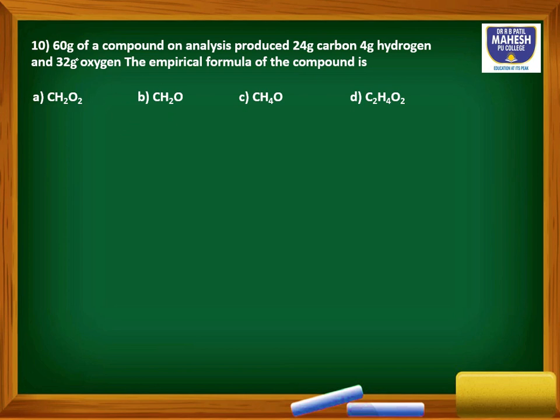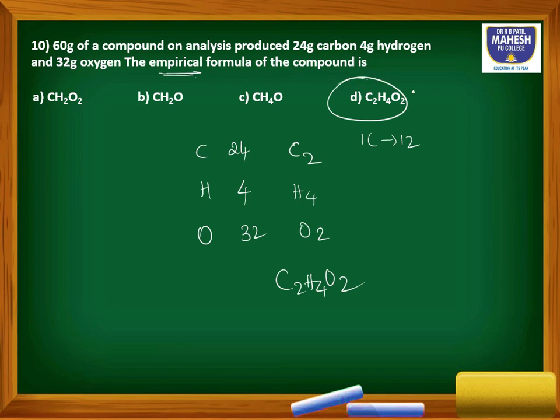Next question. 60 gram of compound on analysis produced 24 gram of carbon, 4 gram of hydrogen and 32 grams of oxygen. Find out the empirical formula of the compound. Simple question. Carbon, what is its mass? 24. Hydrogen, what is its mass? 4. Oxygen, what is its mass? 32. We know that 1 carbon means 12, then 24 means it is 2 carbon atoms, C2. 1 hydrogen means 1 gram, 4 means 4 hydrogen atoms, 1 oxygen means 16, 32 means 2 oxygen atoms. What is the formula? C2H4O2. Simple. Option D.